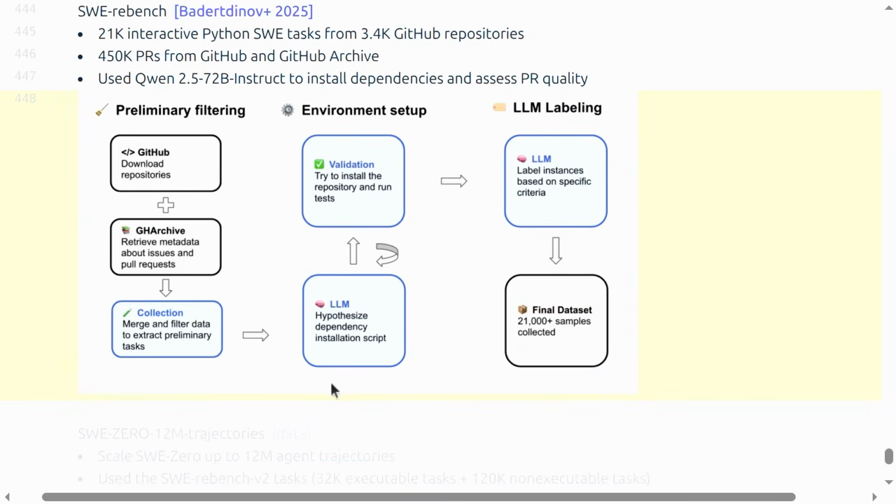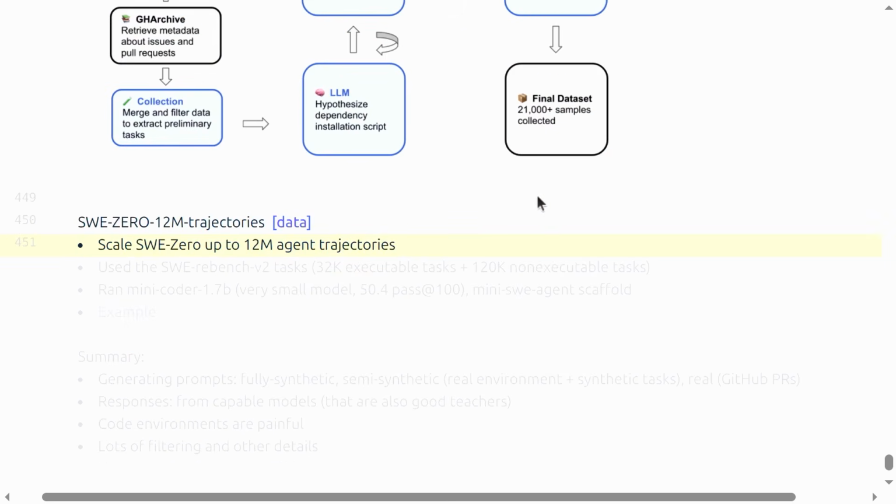I'll quickly go through SWE-rebench, which was essentially another attempt to grab tons and tons of PRs. All of these look like: get a bunch of GitHub repos, try to install the repo, most of them probably fail, try harder, and then use a language model to give you the responses. This one actually just came out today. You can take the execution-free idea and scale up to 12 million agent trajectories. The nice benefit is that it's very lightweight.